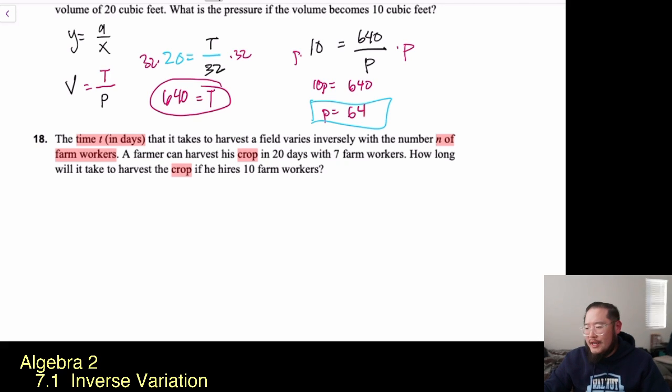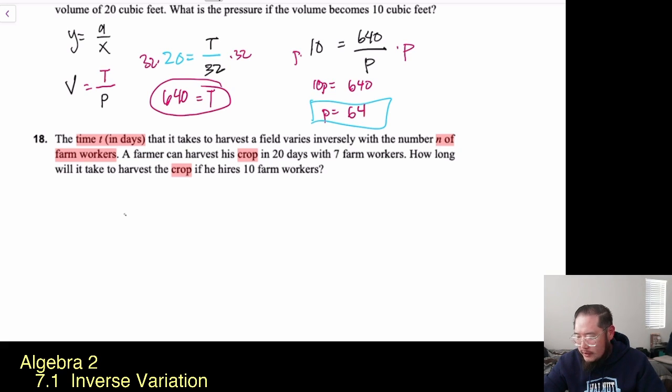What's not going to change? The number of farmers, I think that's going to change. The time, that's probably going to change. How about the crop, right? No matter what, you're still going to have crop. Whether you have 20 workers, 7 workers, 100 workers, you still have the same amount of crop coming out. So that right there tells me that the crop is going to be constant.